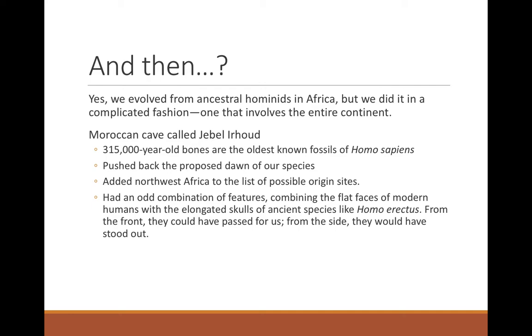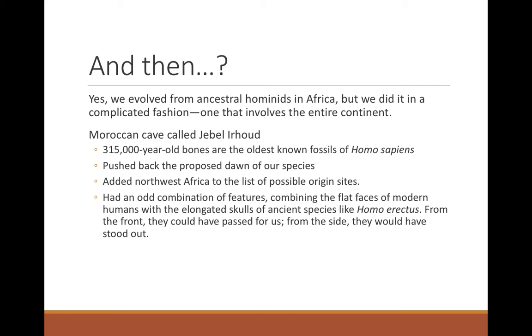Well, now it's looking a bit more complicated. That idea of a single group of early, anatomically modern Homo sapiens arising in sub-Saharan Africa around 300,000 years ago represents what we call a single point of origin. And that implies that we can trace our origin back to a single place in Africa, because as a continent, Africa's really, really big. And so now we're getting a picture that's much more complex. We evolved from ancestral hominins in Africa, but we did it in a complicated fashion, and a fashion that involves the entire African continent.